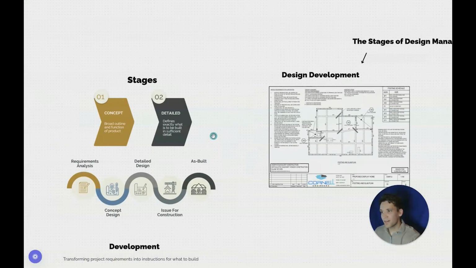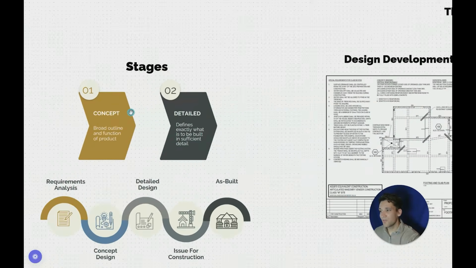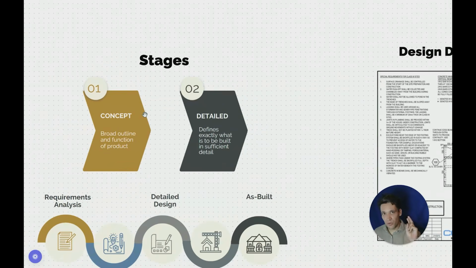So the first one I want to talk about is design development. Design development we can break down into a further 2 stages. We've got the original concept design, where we develop a broad outline of the project scope. We understand generally what we want to build. Then we've got detailed design.